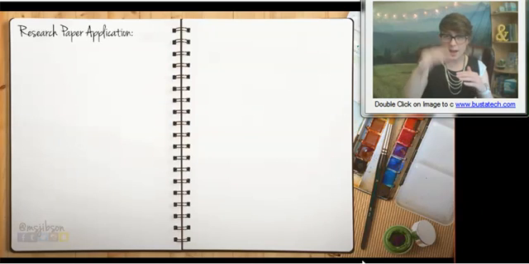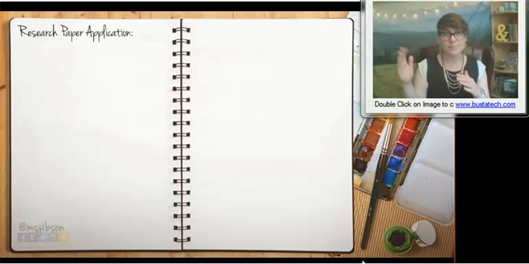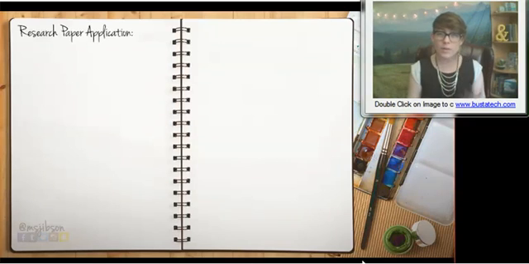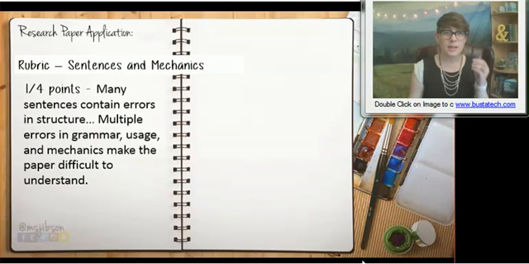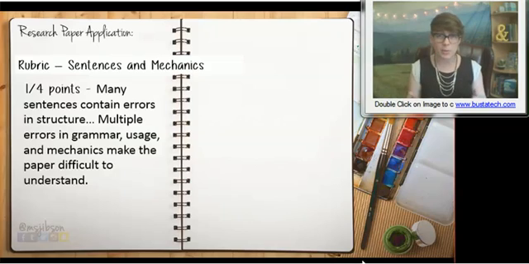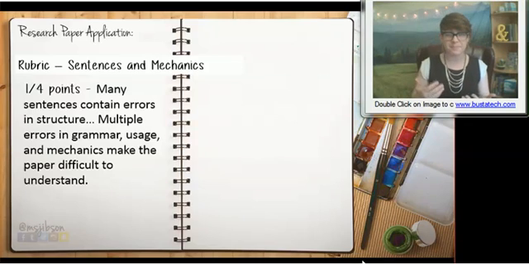It has 5 different criteria, different things that it's looking for, and then 4 different levels ranging from poorly executed to really well executed. One of those things is sentences and mechanics, and that's essentially when they're talking about grammar. So I wanted to highlight that part of the rubric because it directly applies to our class today.